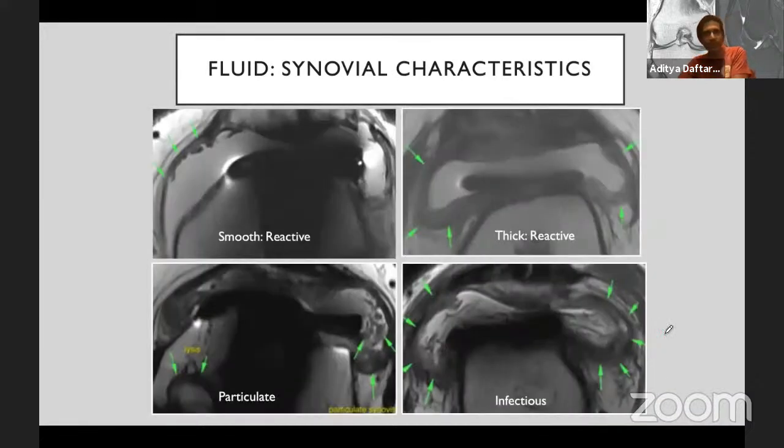When we look at fluid, we can look at the synovium as well. We can see a smooth reactive synovium here. We can see a thick reactive synovium here. We can see, in this patient with post-knee arthroplasty, a nodular synovium, which looks very much like particulate debris. And we can see a rather heterogeneous, shaggy appearing synovium here, which is more typical of infection.